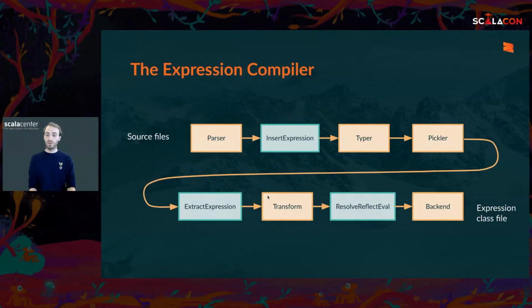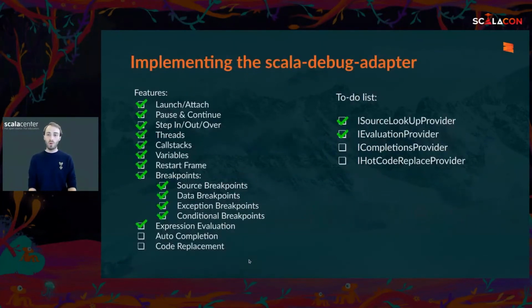Okay, that's it for resolve, reflect, eval. Something I forgot to say is that extract expression goes just after picker and not typer. And that's because we want maybe to be able to evaluate macro methods or inline methods. So by putting it just after macro expansions or inlining, we get that for free. Okay, this is it for the evaluation provider.